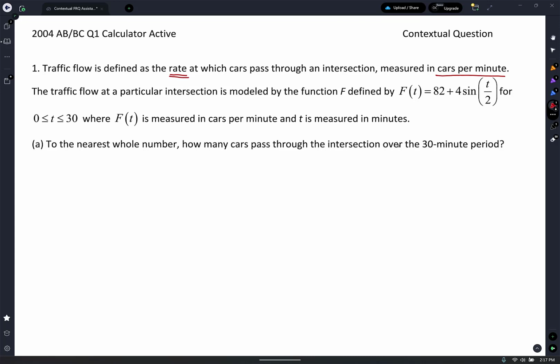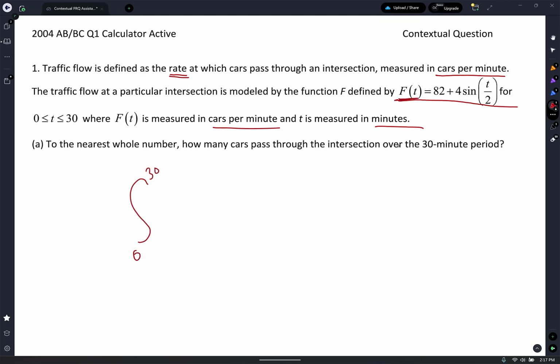The traffic flow at a particular intersection is modeled by the function f defined by this model, between 0 and 30, where f of t is measured in cars per minute and t is measured in minutes. Do we understand everything that's going on? To the nearest whole number, how many cars pass through the intersection over the 30-minute period? Let the units help you out. I have a rate, traffic flow in cars per minute. So if I find the area under that curve, cars per minute times minutes is going to tell me cars. So I have to do what? Integral from what to what?